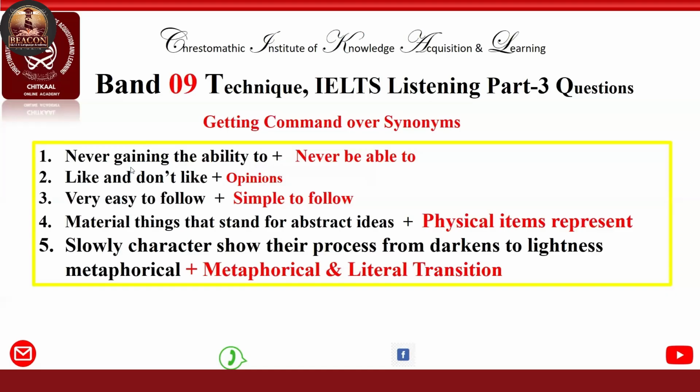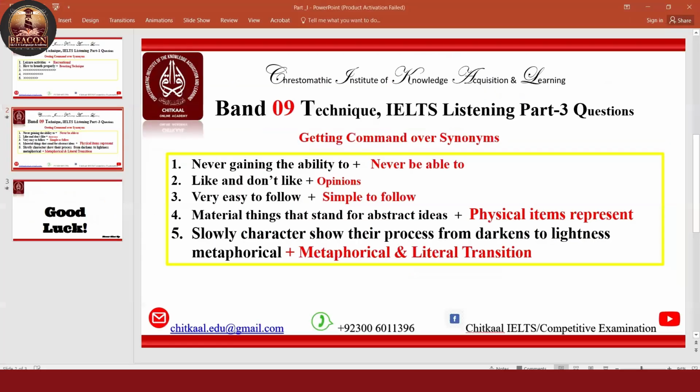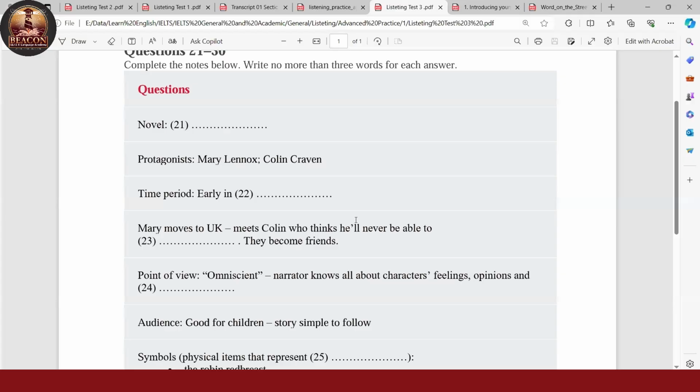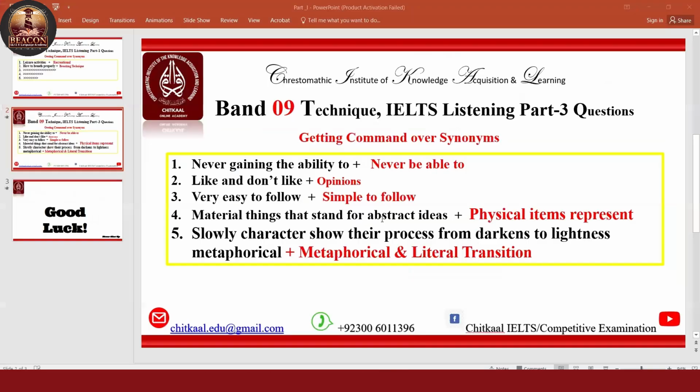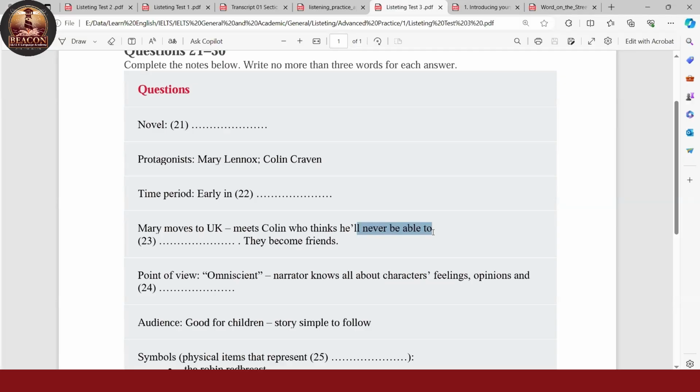So what I want you to understand over here is, for example, you see never gaining the ability to. That is actually a word he has used in the audio. And the statement he asked in the question is never be able to. Let us now go through the question. The question says never be able to. But in audio, the words he used were never gaining the ability to. Are you getting my point? This is the phrase he used in audio, never gaining the ability to. But in question, he used a different statement, which is actually never be able to.